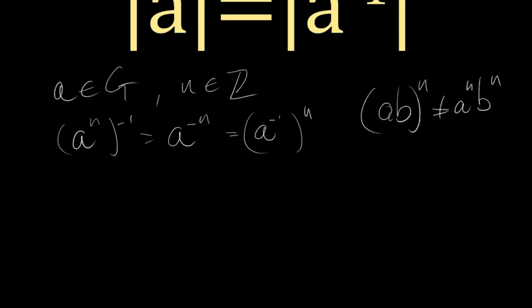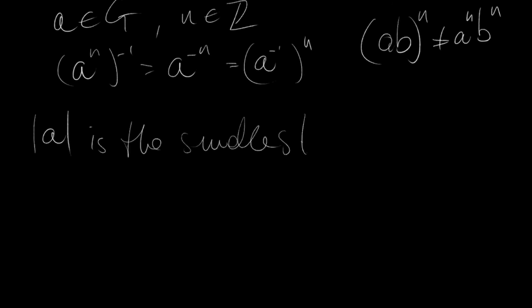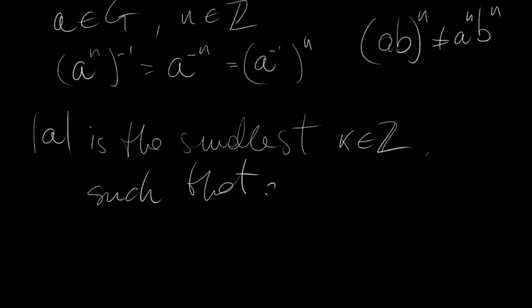All right, that said, we're going to deal with orders. So let's recall what we mean by the order of an element. The order of a, where a is an element of the group, is the smallest integer, call it k, such that a to the power k is equal to the identity. This is the key of the definition and is obviously going to be the key of our proof.